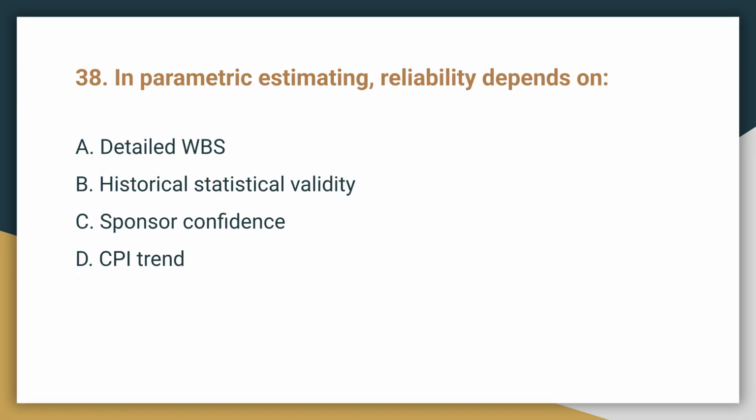Question 38. In parametric estimating, reliability depends on. The correct answer is B, historical statistical validity. Parametric estimating uses historical data and models, so accuracy relies on the quality and relevance of that data.